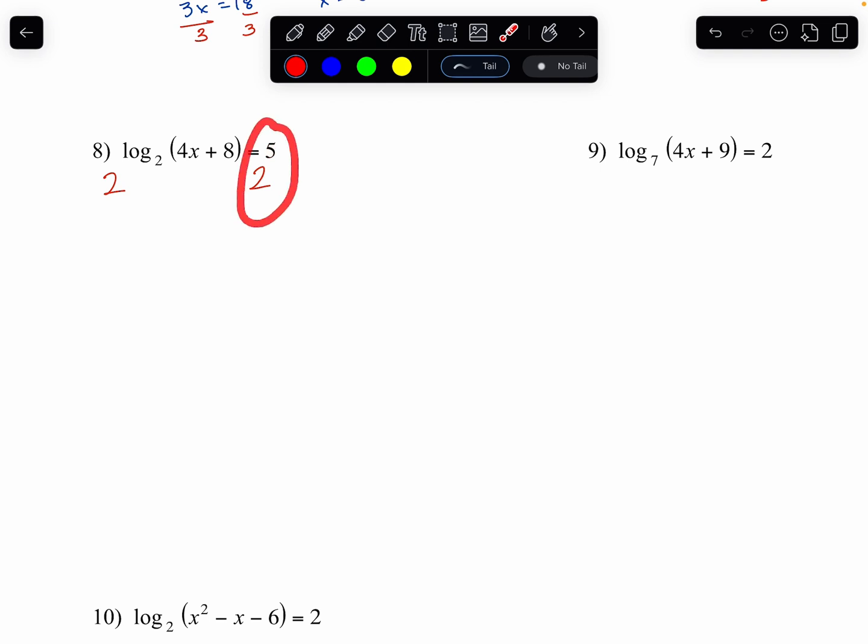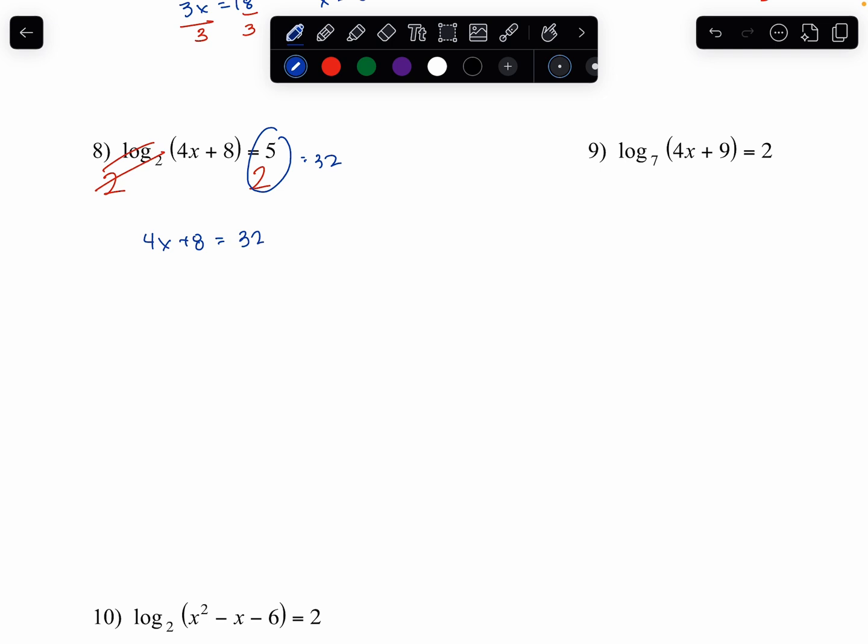Don't get this confused. This isn't 5 squared. This is 2 to the 5th. This isn't 5 times 2 or 2 times 5. This is 2 to the 5th power. Now, those are going to cancel, and I'm going to get 4x plus 8 equal to 2 to the 5th, which is equal to 32. So that's going to be 32 right there.